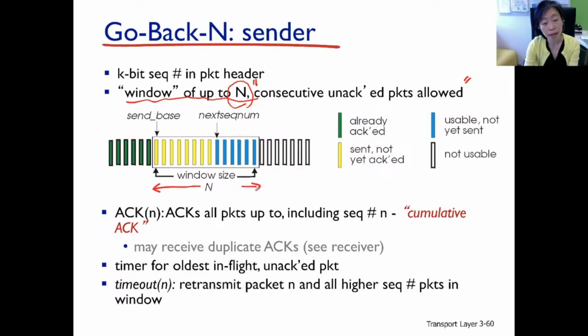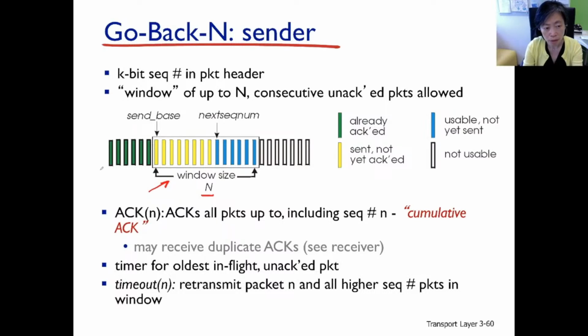From the first packet in flight to the last packet in flight, the max range is N. So at any given point in time, we allow only up to N packets being in transit, not yet acknowledged. And so you see here, this is also called the sending window, and N here is the sending window size.